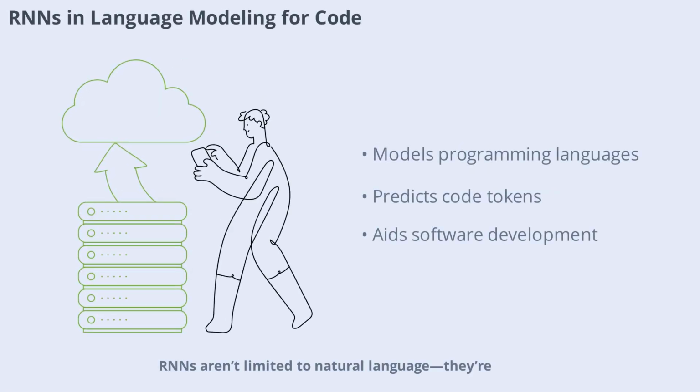RNNs aren't limited to natural language, they're also used for modeling programming languages. By analyzing sequences of code, RNNs can predict the next token or suggest code completions, aiding developers in writing software. This application is becoming increasingly important in modern development environments and code editors.